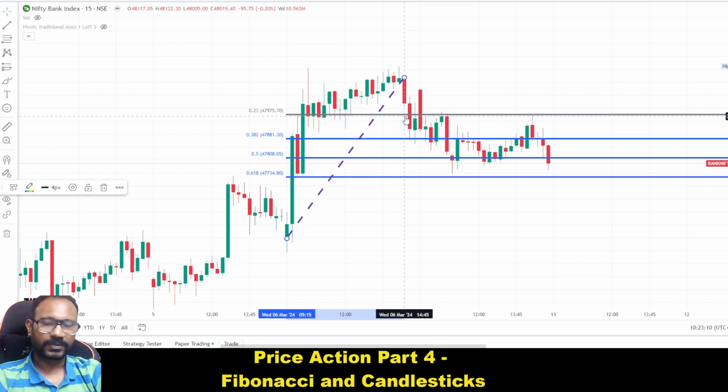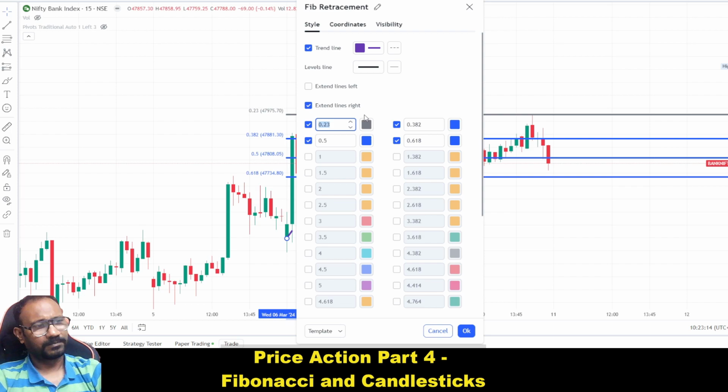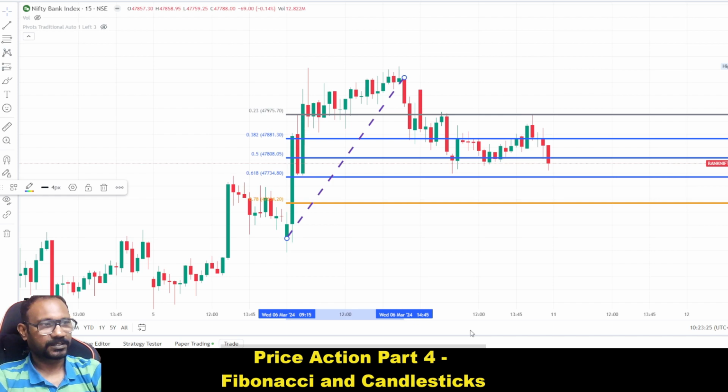For that reasons you can enable, and there is also another layer that you can add, that is maybe I will show you 0.78. Okay, 78 percentage is another thing that you can add. But these two are optionals, 0.23 and 0.78. But what is most essential is 0.38, 0.5 and 0.618.